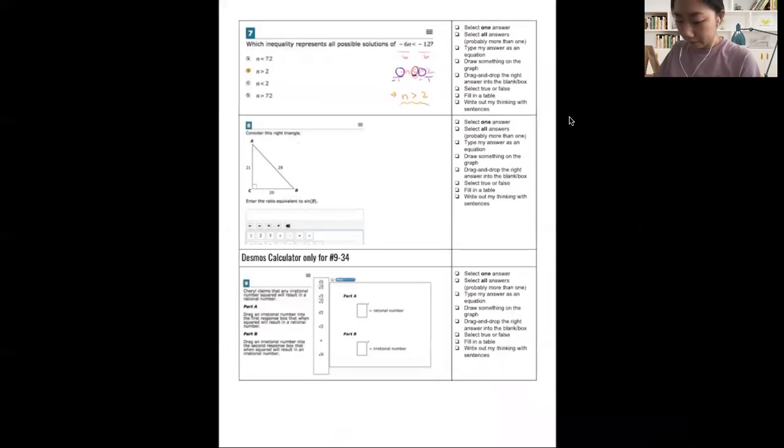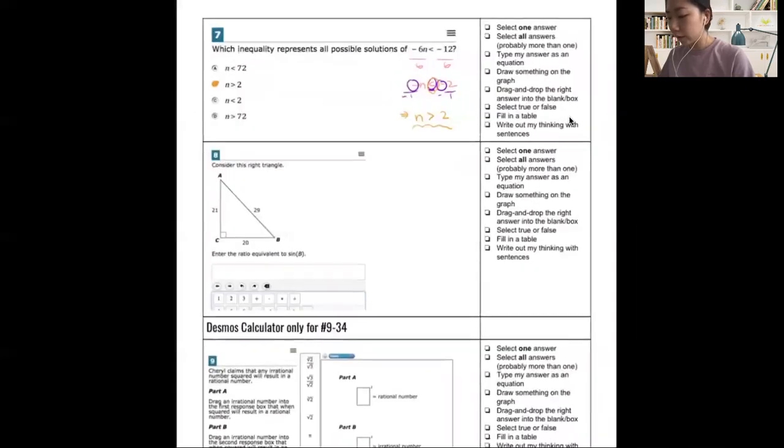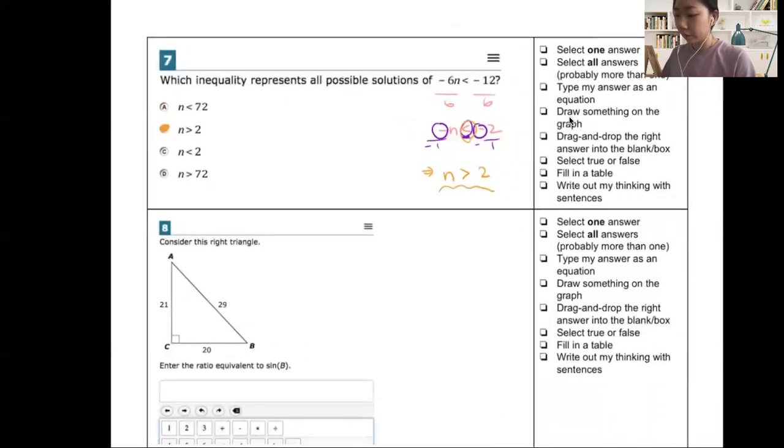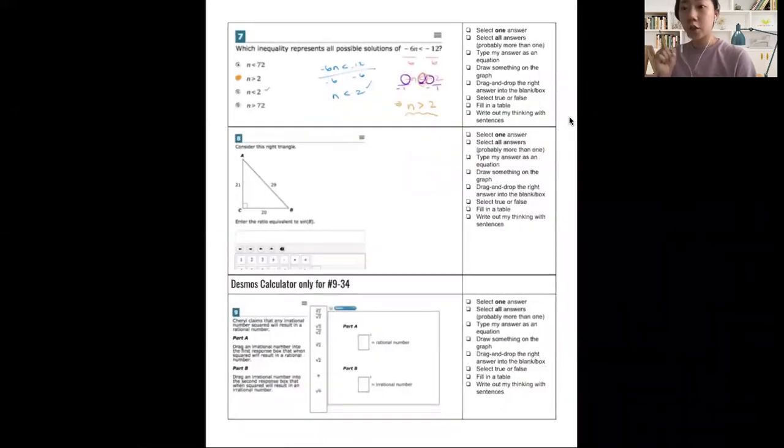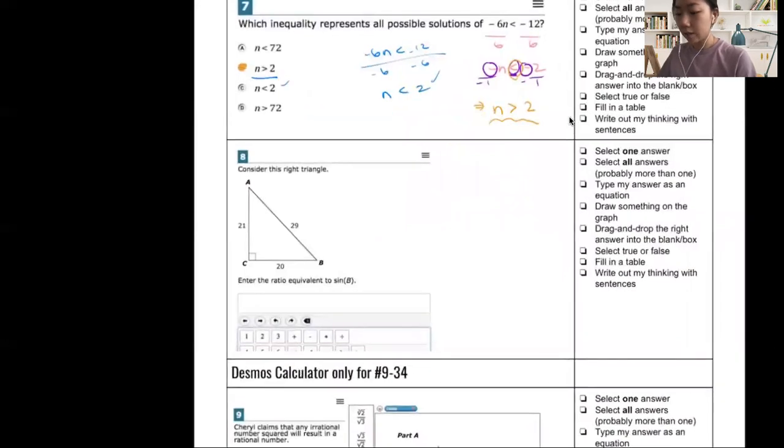The answer is B. A common mistake would be not flipping the sign and just dividing by -6. If we only divided by -6 without flipping the sign, it would be -6n less than -12, divided by -6, and we'd get n less than 2, which is an option here. So this is a tricky option. Just remember, whenever you multiply or divide by a negative number, you always have to flip the sign. So our correct answer is B.